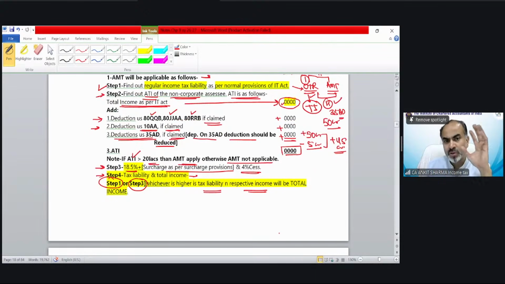Understood? So calculation of ATI is not at all difficult. You just need to remember these 3 points. 80QQB, 80JJAA, 80RRB, you need to add it back. 10AA if claimed and 35AD if claimed. The depreciation on that 35AD can be claimed. We will see how to calculate it in a practical problem also. Understood?